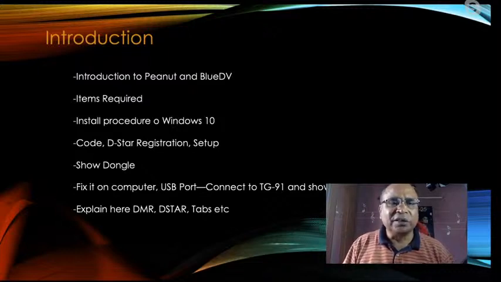So the introduction to PNet and BlueDV, items required to start with, install procedure on Windows 10, code DStar registration setup, show dongle, fix it on computer USB port, connect to talk group 91 and show, explain here DMR, DStar, tabs, etc. So this is we will cover in various slides the items what I listed out to you.